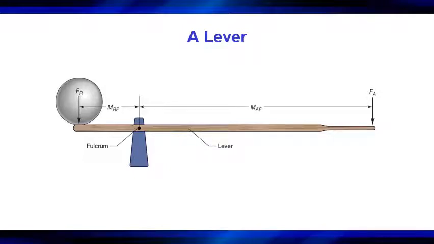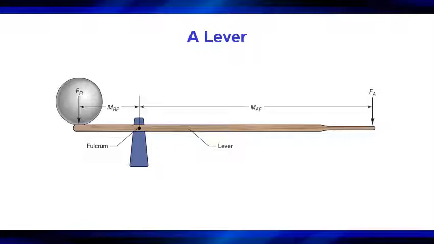Then you have the resistive force, or the resistive arm. That's the perpendicular distance from the fulcrum to where the resistance is taking place. So those are the three main points, and when you're looking at your classes of levers, the positioning of all of those is going to tell you, first of all, what class of lever it is, and then from there you can determine what's called mechanical advantage, which we're going to talk about on the next slide.